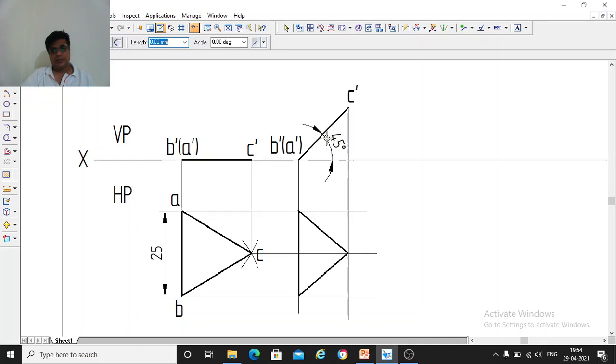If it was 60 degree, then it will become still smaller. If it is 70 degree, it will become still smaller. If it is 80, it will become still smaller. If it is 90, then it will get only a line. So as the angle increases, the size of this triangle will reduce in top view.